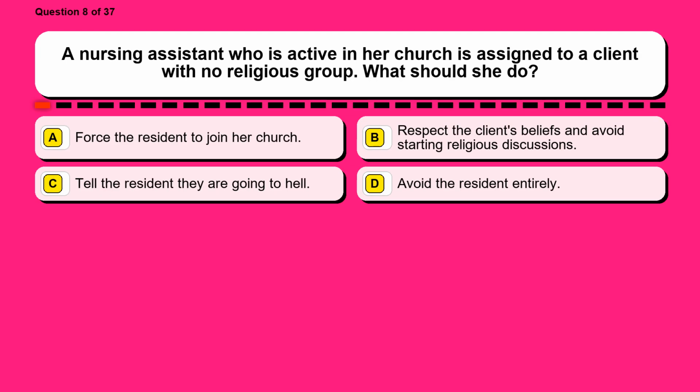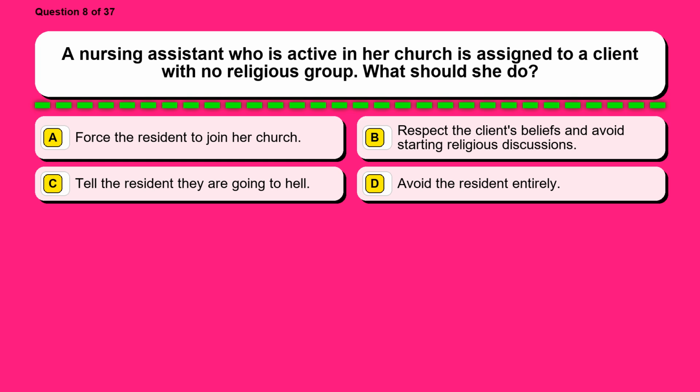Question 8. A nursing assistant who is active in her church is assigned to a client with no religious group. What should she do? Option A. Force the resident to join her church. Option B. Respect the client's beliefs and avoid starting religious discussions. Option C. Tell the resident they are going to hell. Option D. Avoid the resident entirely.